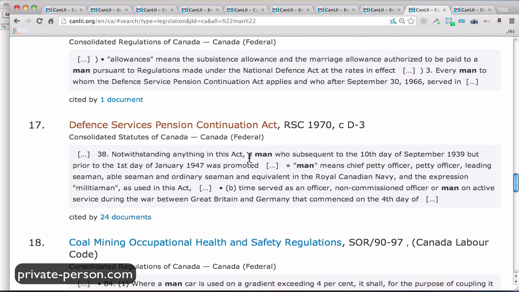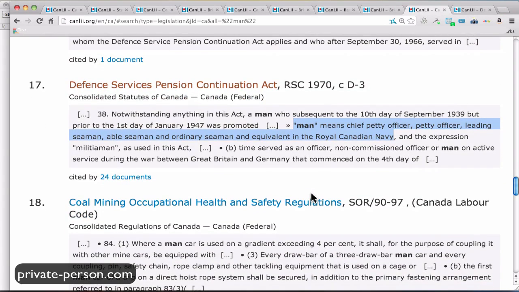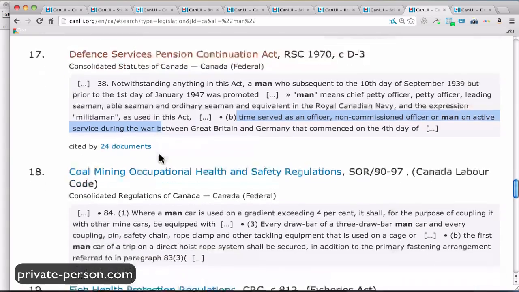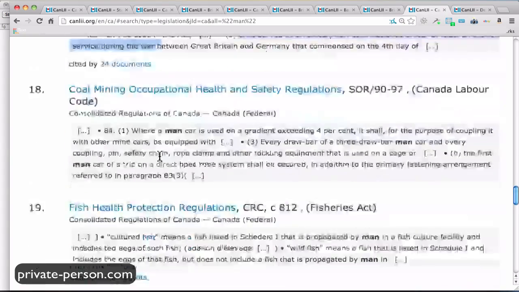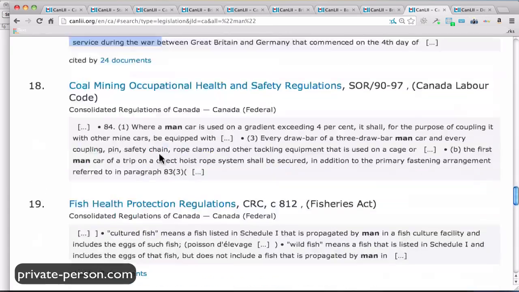Notwithstanding anything in this act, a man means, and this is the definition that's really interesting, okay? Man means chief petty officer, leading seaman, able seaman, and ordinary seaman and equivalent in the Royal Canadian Navy. Interesting. Time served as an officer, non-commissioned officer, or man on active service. Isn't that interesting? The main use of the word man is with regards to military acts.